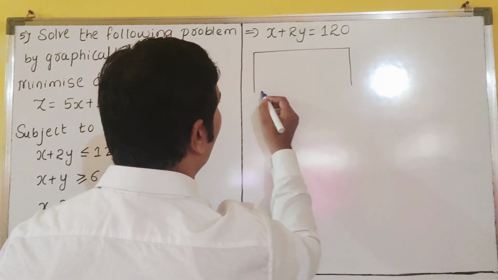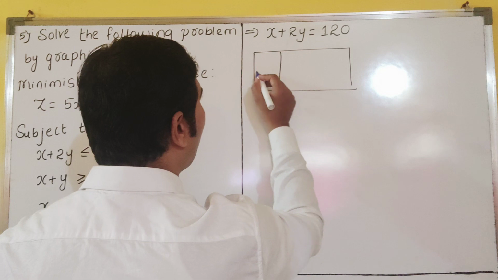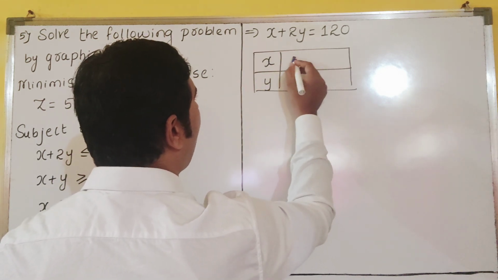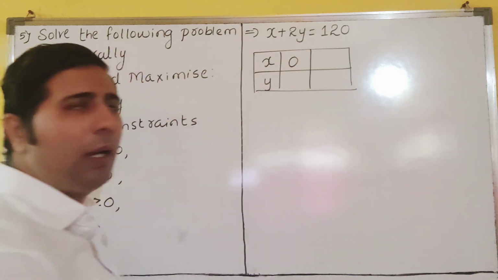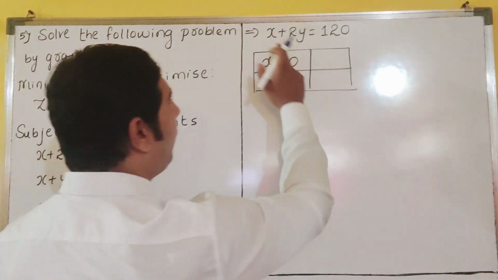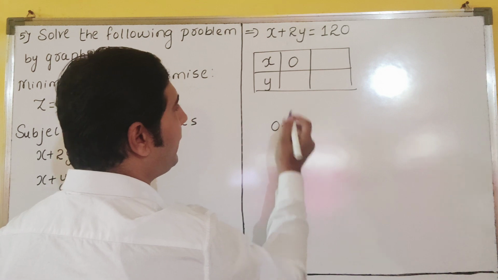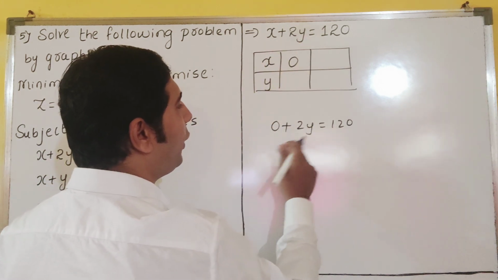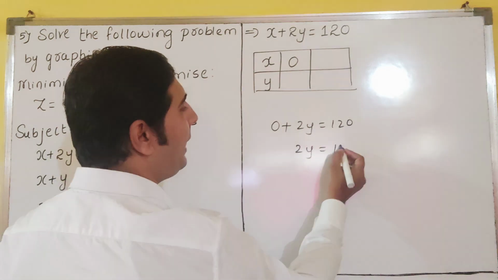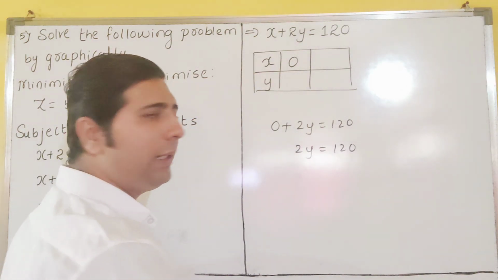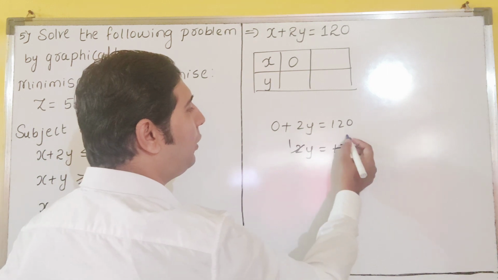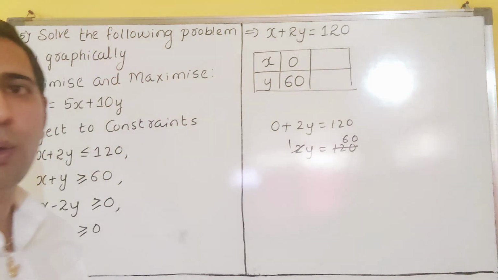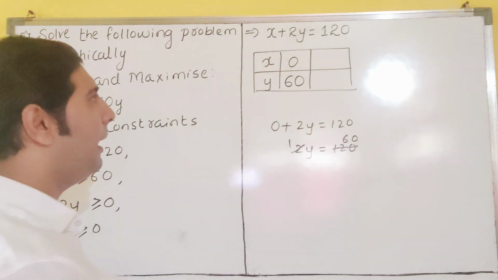So now let us see how to find. I will show you one by one. If you are not understanding, you can ask me. So if I put the x value as 0, what will happen here? x value is 0, so 0 + 2y = 120. 0 + 2y is 2y, 2y = 120, so y = 60, dear students. So y value 60 we got. I hope it is clear, everyone.